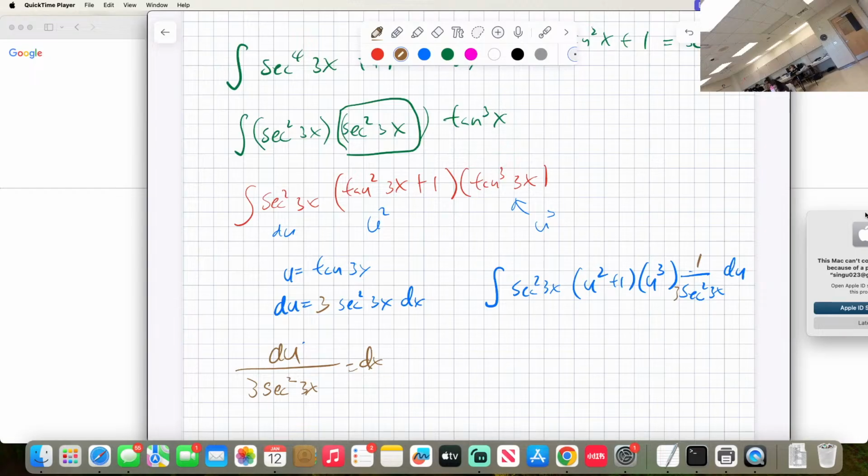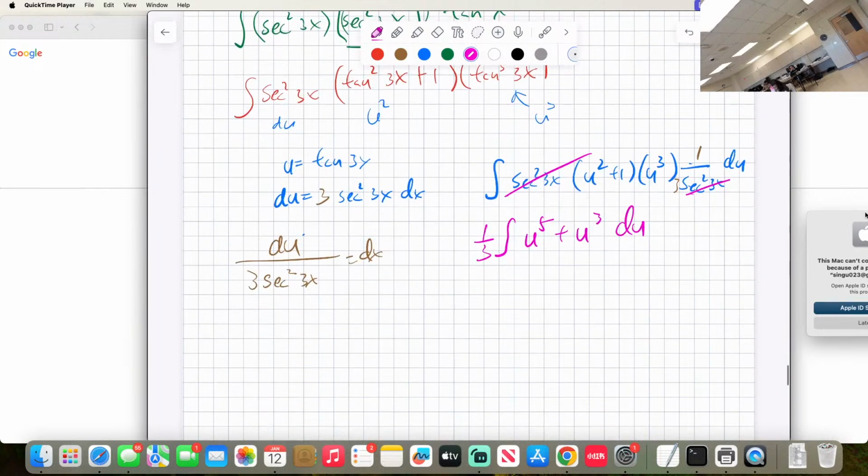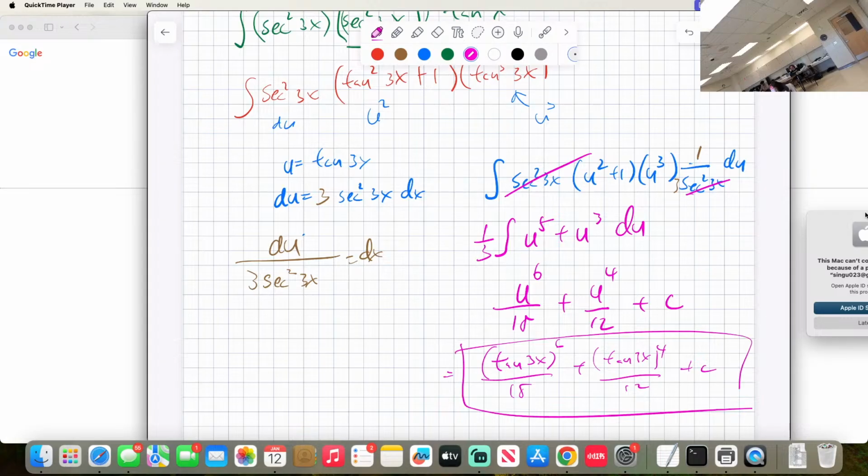Does that make sense? Now this one just cancels out really nicely, and the 1/3 we just take out in the front. So that's going to be u to the 5th plus u to the 3rd du. And this is u to the 6 over 6, so it'll be 18, plus u to the 4 over 12 plus c. So it'll be tangent of 3x to the 6 over 18 plus tangent of 3x to the 4th over 12 plus c. And this is the result.